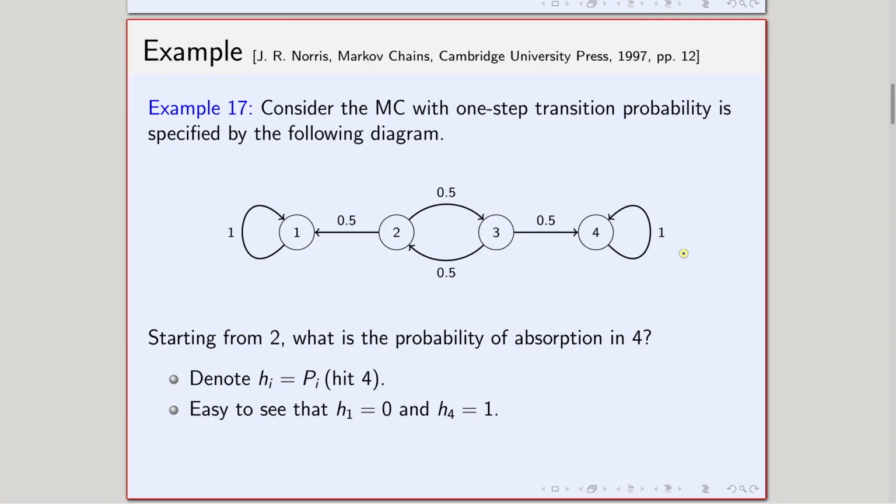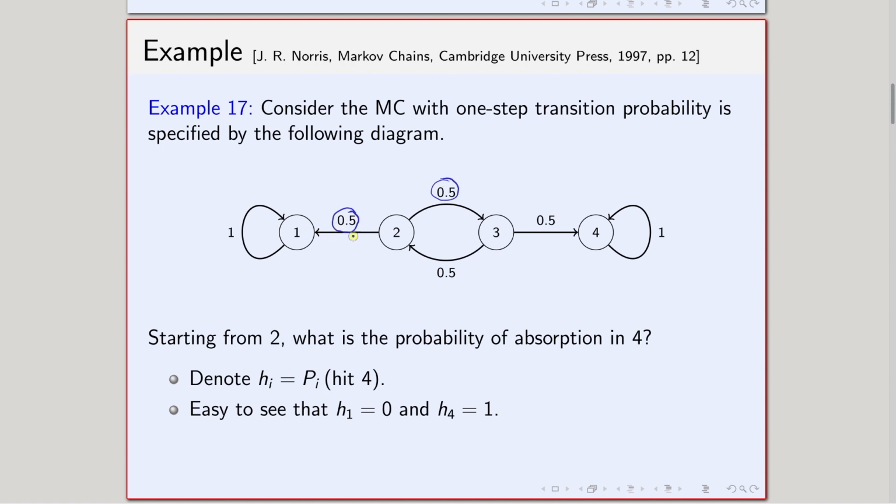Now, besides the nodes and edges, I have written some numbers here. What are these numbers? These numbers are nothing but the probabilities. From 1 I can go to 1 only, and that happens with probability 1. From 2 I can go to 1 with probability half, and to 3 with probability half. So these are the probabilities.